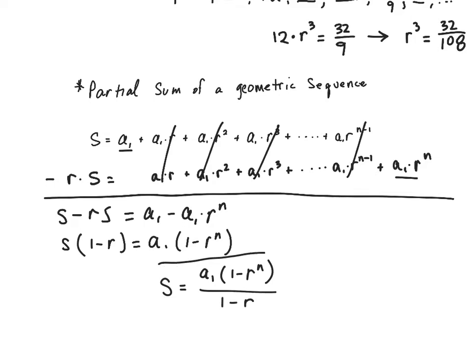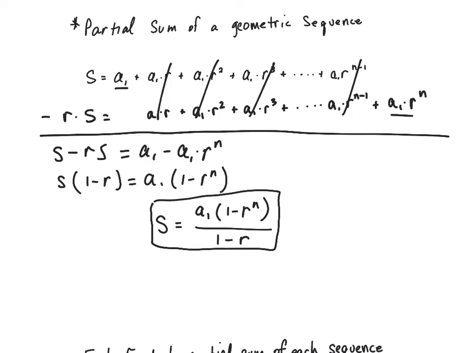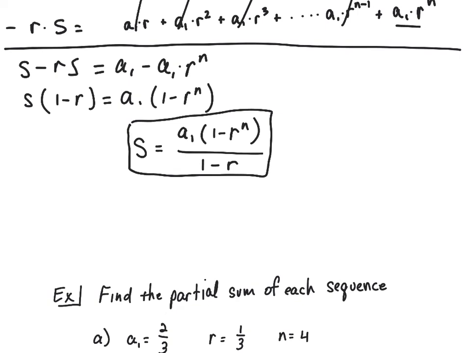This is the partial sum of a geometric sequence. Now, this learning target really is just a matter of using this formula to find a partial sum. Let's make sure we're clear though on what each part of this formula means. A sub 1 here, that's obviously the first term. R here and here, remember that's the common ratio. N is the number of terms we're adding. So if we're adding the first 10 terms, we would say that n equals 10. If we're adding 100 terms, then n equals 100.